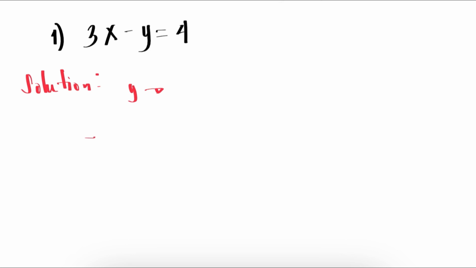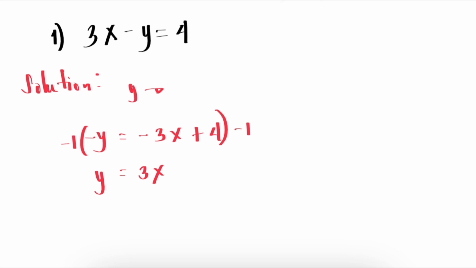So, bring down negative y is equal to, transpose 3x to the right, that is now equal to negative 3x. Bring down positive 4, so that's plus 4. Then, multiply by negative 1 both sides of the equation. So, negative 1 times negative y is positive y. Negative 3x times negative 1 is positive 3x. Positive 4 times negative 1 is negative 4. Now, it is in the form of y in terms of x.